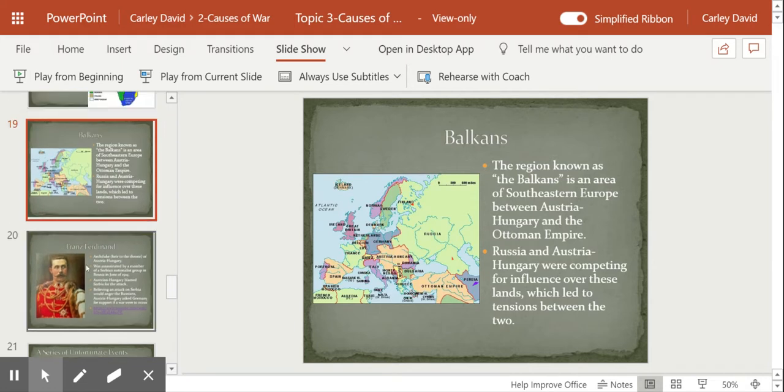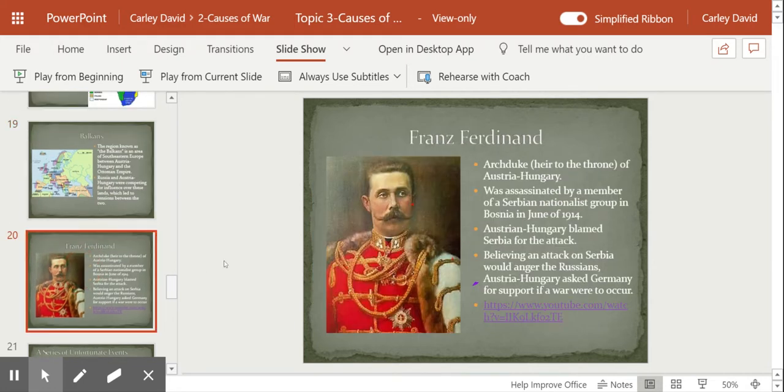So all this is set up just like it was in the simulation we played, but it all comes to a head when Franz Ferdinand, the Archduke of Austria-Hungary, was assassinated, not by the Serbian government but by a member of a nationalist group called the Black Hand. You can click that video if you find it in Teams. Austria-Hungary blamed Serbia for that attack, and were looking to throw some weight around with Serbia.